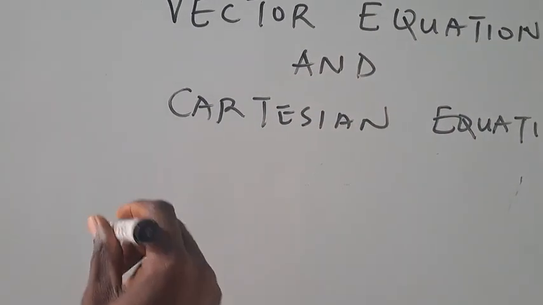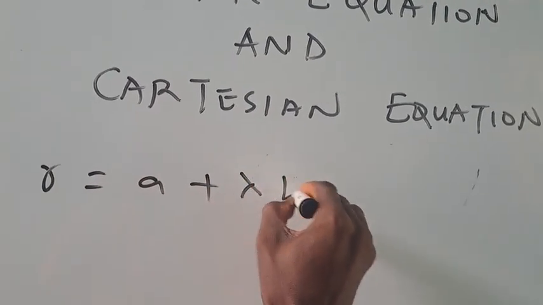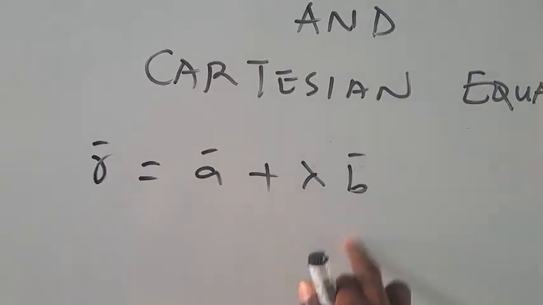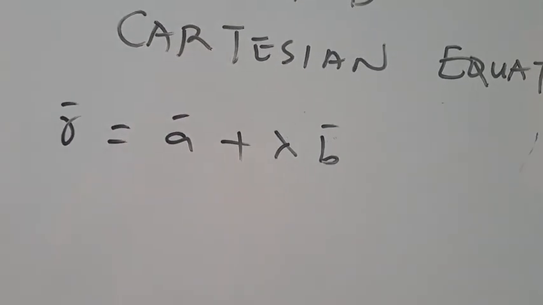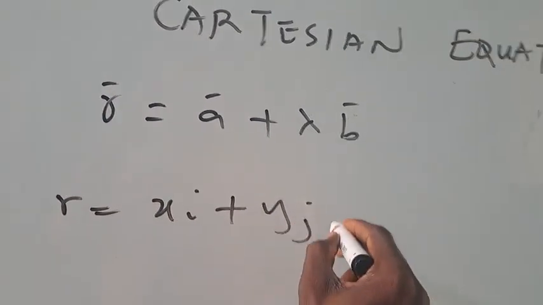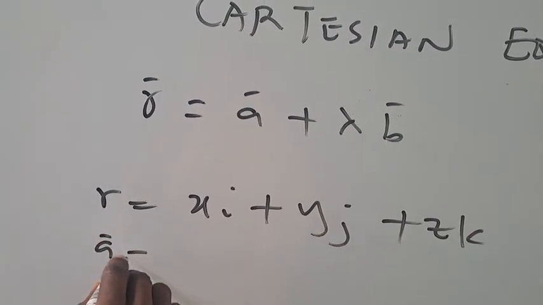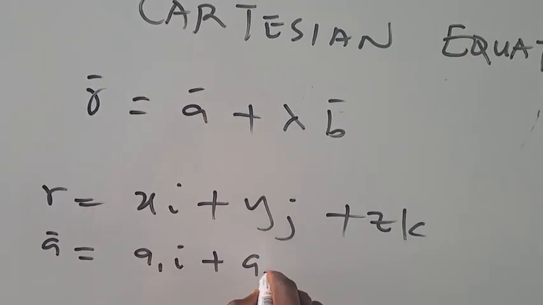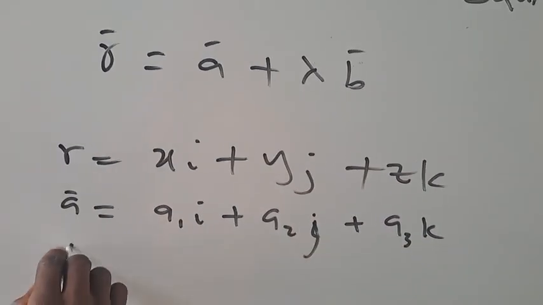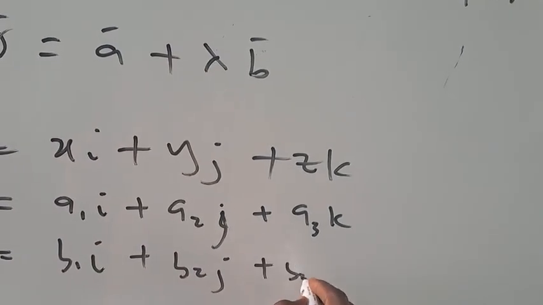Now, a vector equation is given as, say, r equals a plus lambda b, where a is a vector, r is a vector, and b is a vector. Lambda is a scalar. Note that r itself is xi plus yj plus zk, and let's say our a bar is a1i plus a2j plus a3k, and b bar is b1i plus b2j plus b3k.